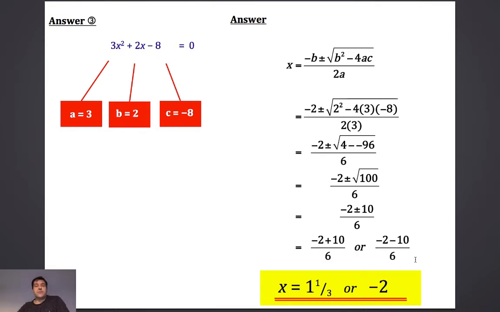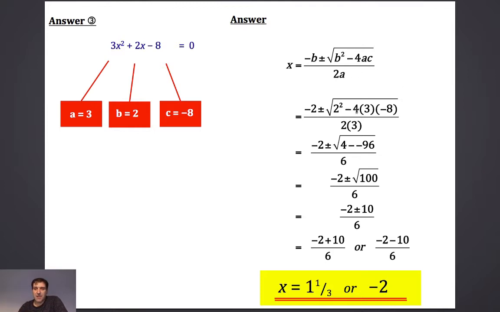Okay, question 3. We got 3x squared plus 2x minus 8 equals 0. So A is 3 because we got 3x squared, B is 2 because we got 2x, and C is minus 8 because we've got minus 8 on the end, and whenever you see a minus, it belongs to the number that comes next. So sticking that all in the formula, we get minus 2 plus or minus the square root of 2 squared minus 4 times 3 times minus 8, all divided by 2 times 3.